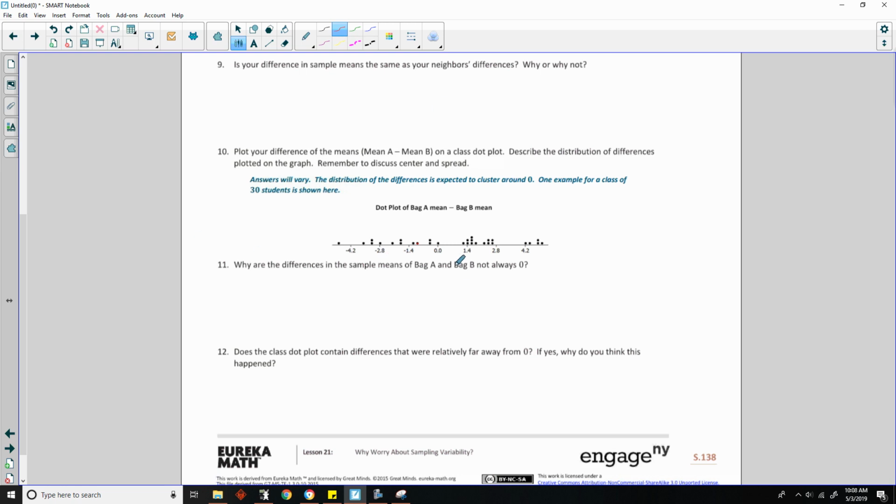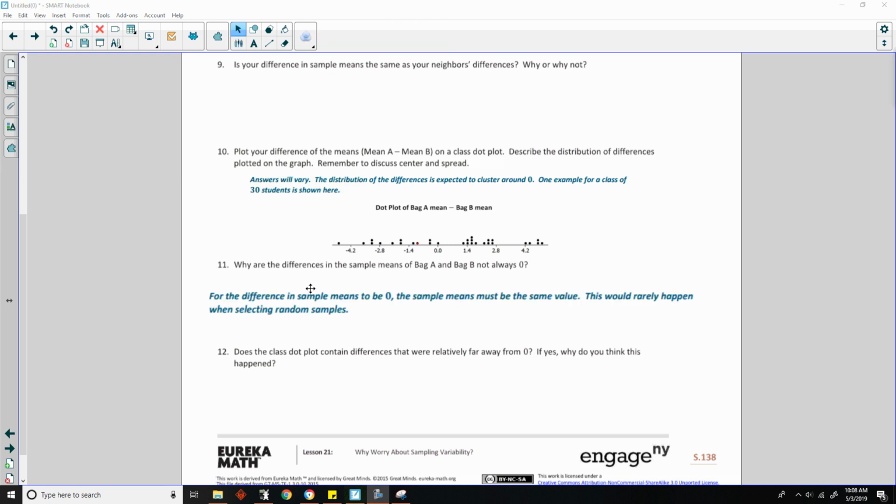Why are the differences in the sample means of bag A and bag B not always 0? For the difference in sample means to be 0, the sample means must be the same value. This would rarely happen when selecting random samples.